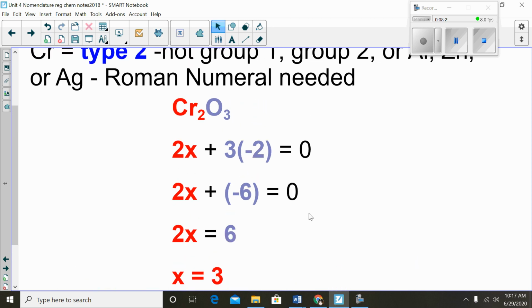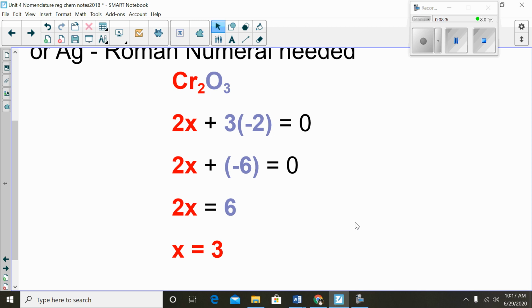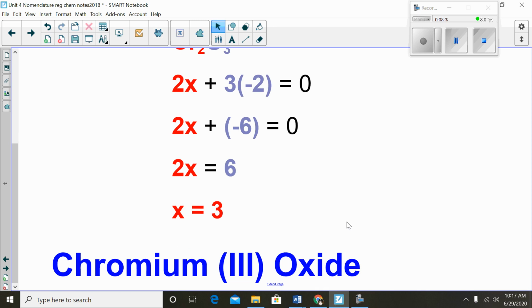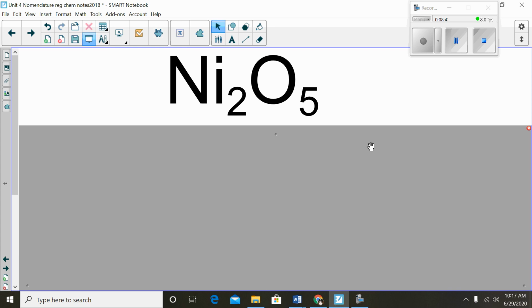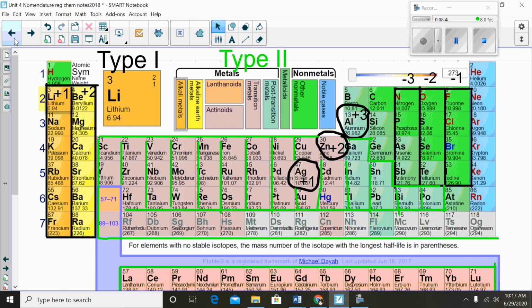And yes, I know it looks like you could have just undone the crisscross, like the 2 came from oxygen and the 3 came from chromium. Yes, that works here, and it does work some of the time, but it does not work all of the time. So let's try another one, Ni2O5. So first of all, you have to make sure nickel is type 2, and it is. It's in this green section right here. So we don't know the charge.